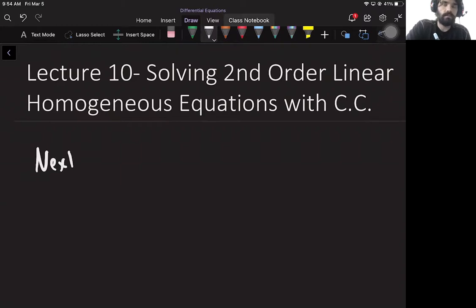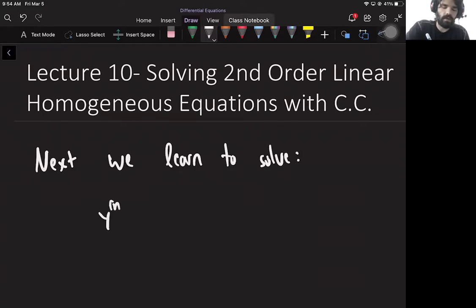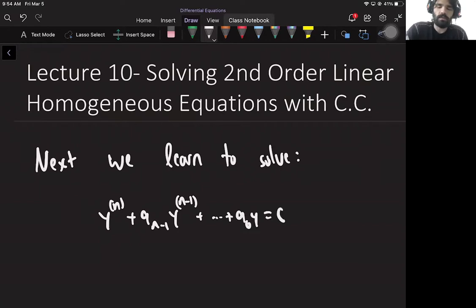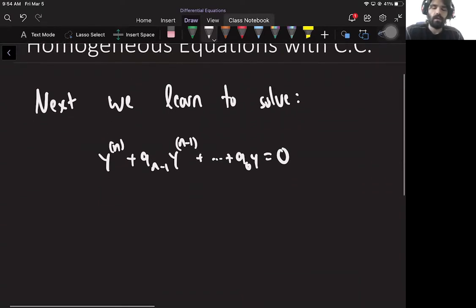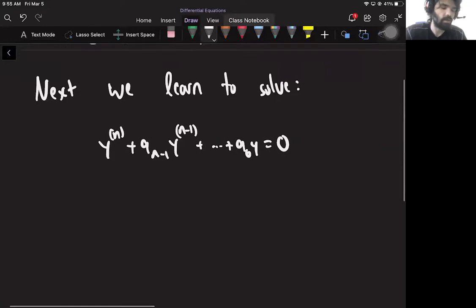So next, we learn to solve things like this. The title right now is a lie because I'm saying second order, but here I'm writing nth order, but that's okay. As I said, we'll see why we just stick to second order once we get to it. We learned about this linear dependence, independence stuff to help us deal with this, and now is the payoff. So first we're going to start simple.